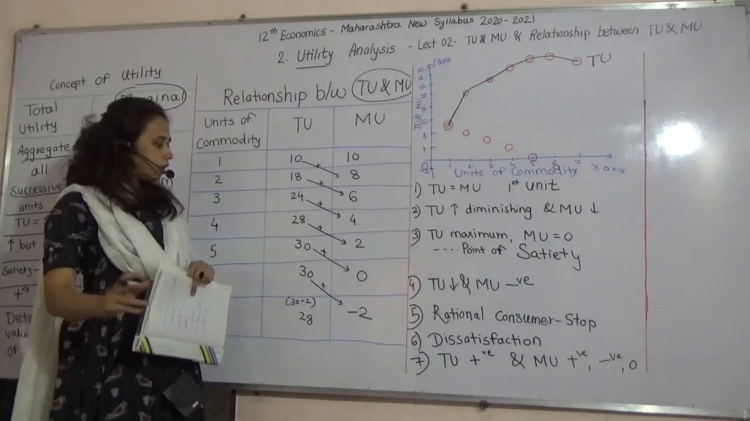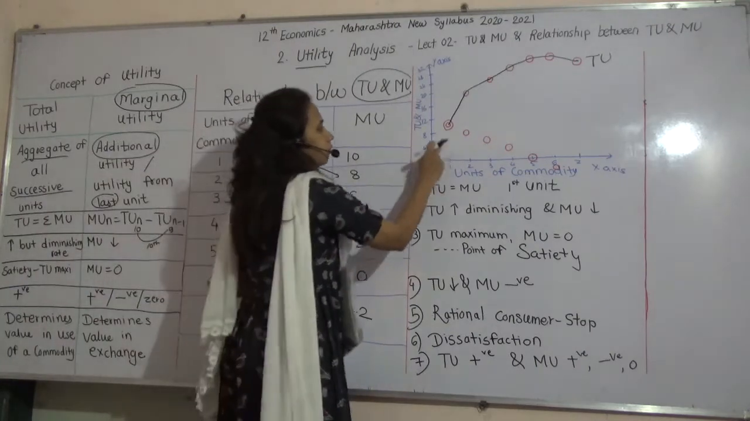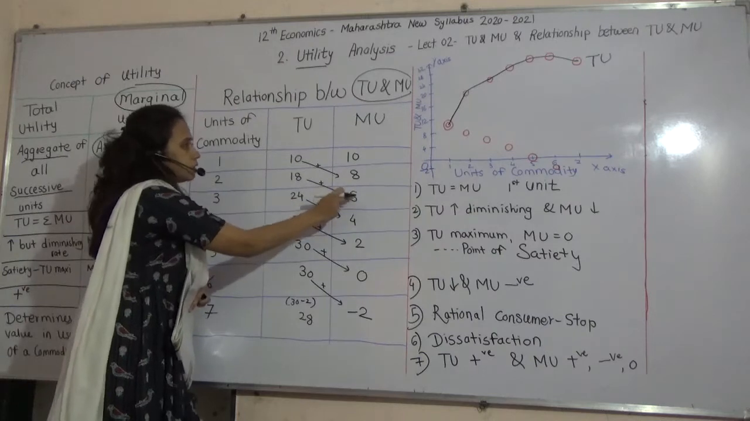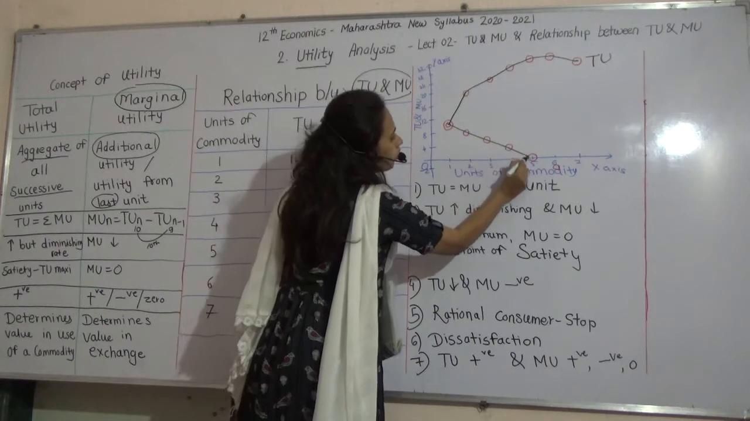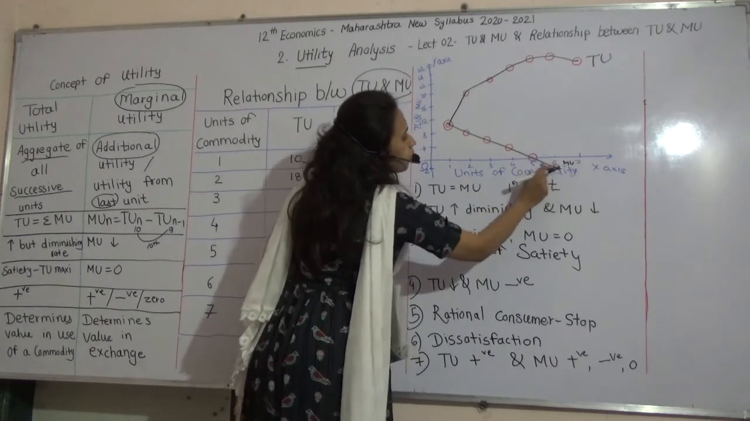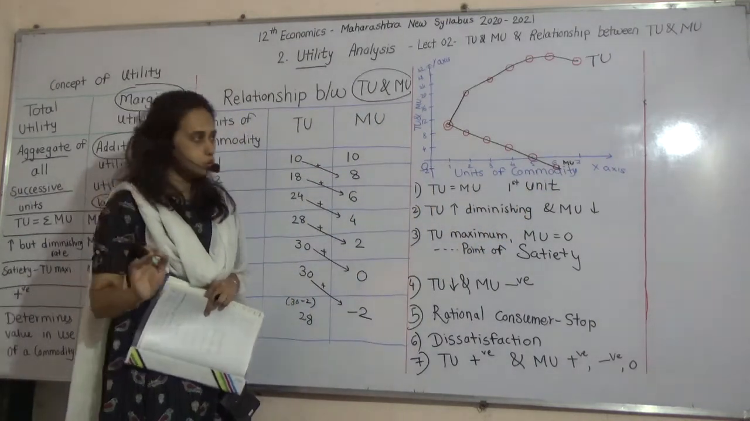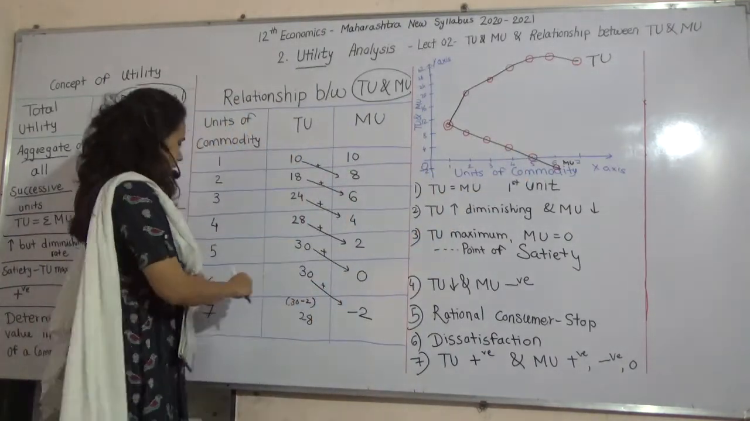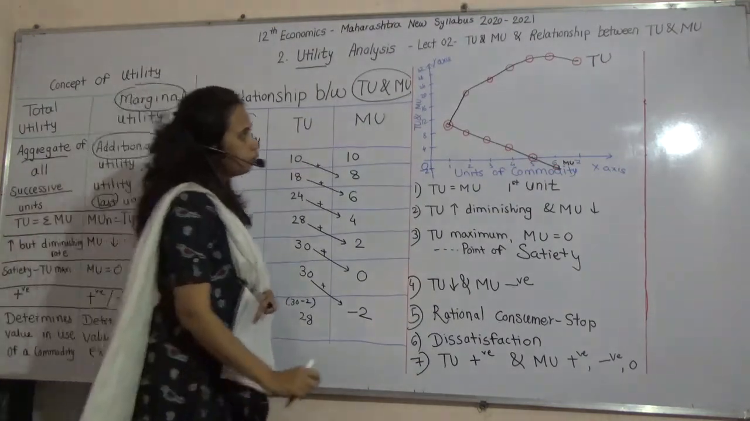Now MU. For the MU, for the first unit it is 10. For the second unit it is 8. For the third unit it is 6. Likewise I have drawn it and I am going to join it. Now see this. This is your MU. See this part. This comes in the negative quadrant, -2. This is exactly 0. Okay. With this we have finished TU and MU.